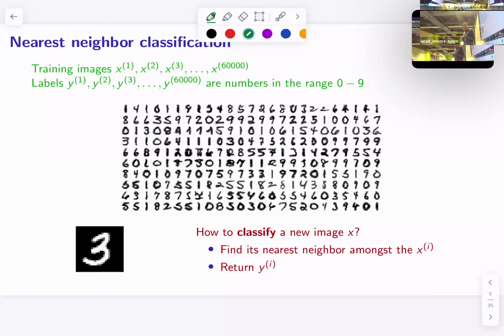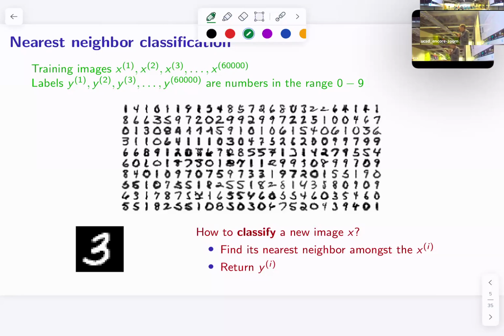Now, in terms of notation, I'm going to call the images X superscript 1, X superscript 2, X superscript 3. And I'm going to call the label Y superscript 1. So this entire picture is X superscript 1, and its label Y superscript 1 is equal to 1. So these labels are just numbers in the range 0 to 9, and these X's are pictures.